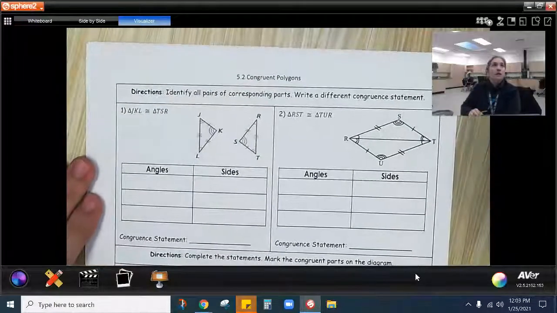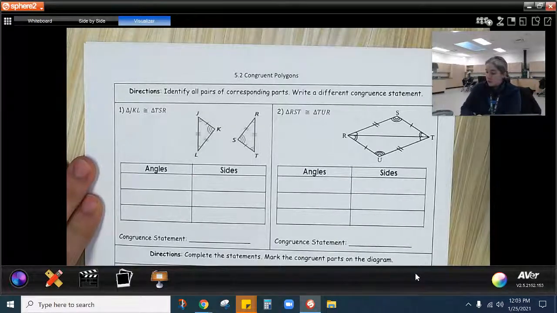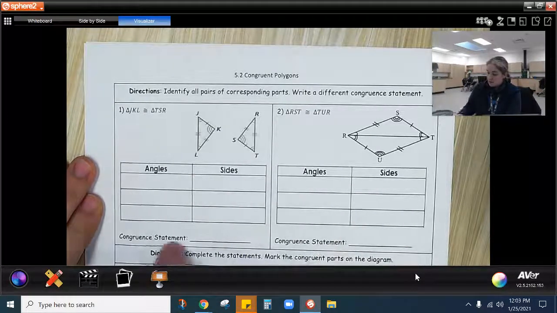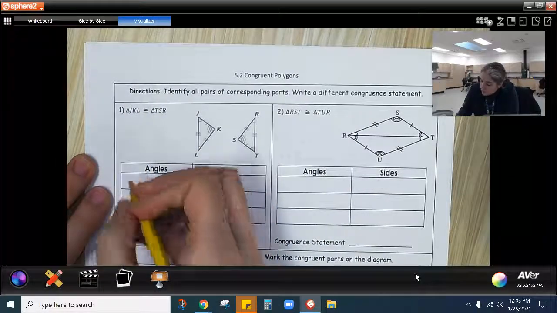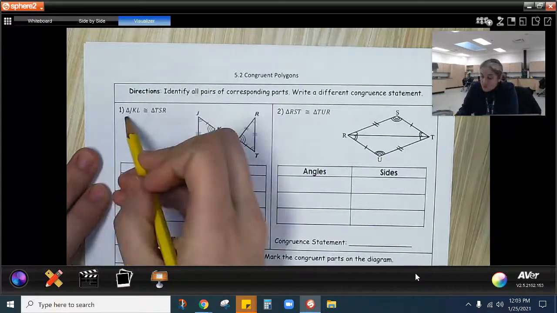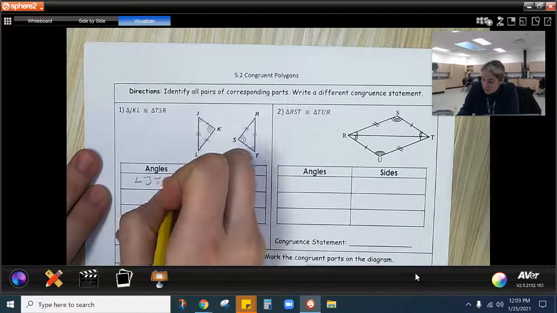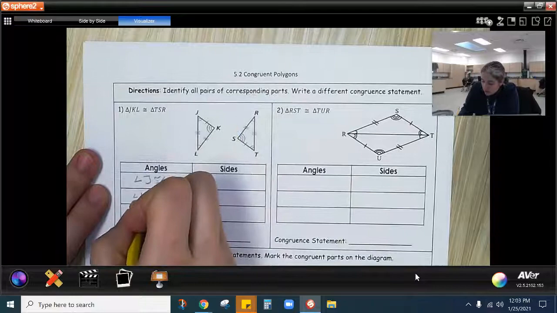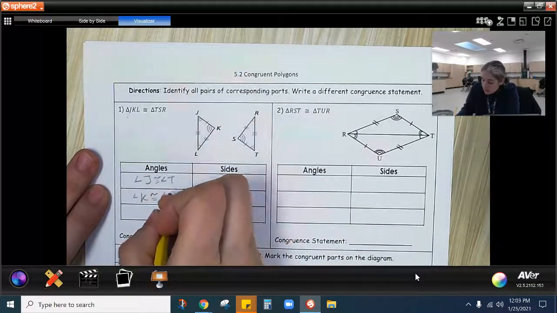All right, let's try some of these out. So we want to identify all pairs of corresponding parts. Write a different congruence statement than the one that was given. So let's just start with angles. Angle J. J was the first letter, so that means the first letter is also going to be congruent. So angle J is congruent to angle T. All right. Then we know angle K. K came second, and in our other triangle, it's S. So angle S.